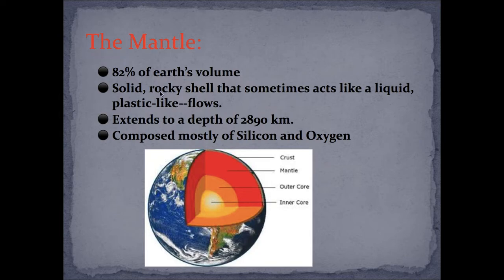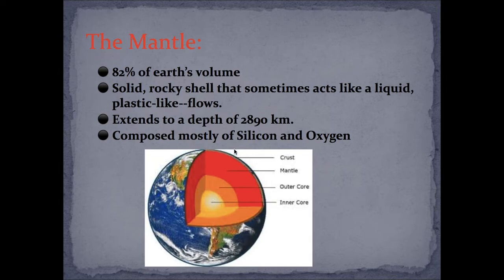The mantle takes up 82% of the Earth's volume. So the mantle is the biggest chunk. It's what most of the interior is made out of. The mantle is solid, okay? But it's not solid like rocks that we think about, like on the surface of Earth. Sometimes this solid material can act like a liquid in that it can move around. It's very plasticky. It can bend without breaking. That's what we mean by plastic.